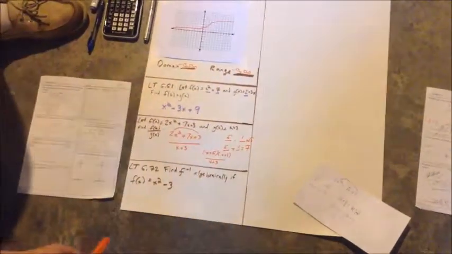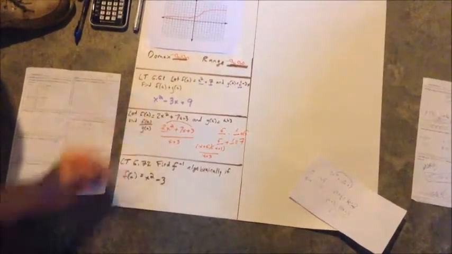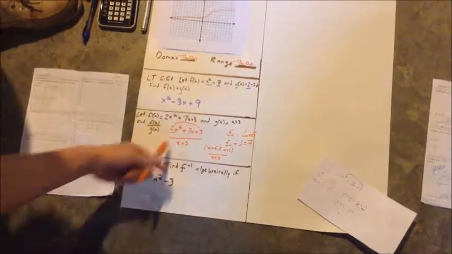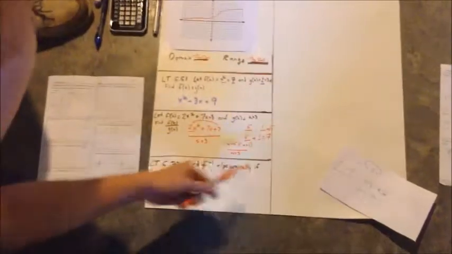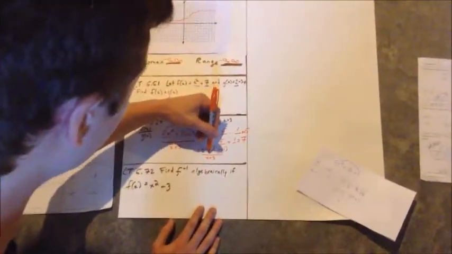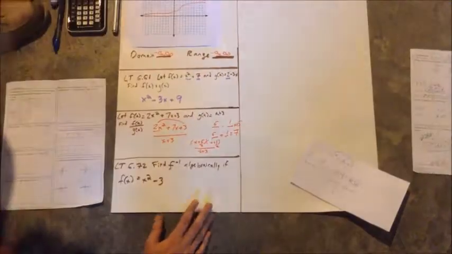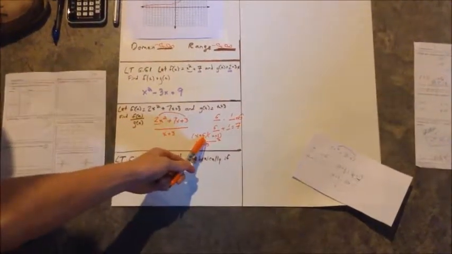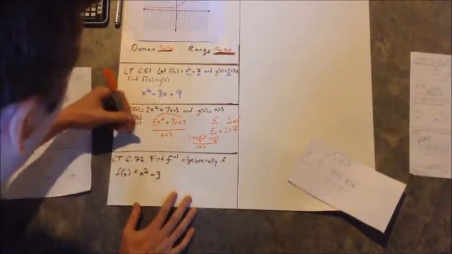Now wait, we're not done yet. Remember how we had to multiply 3 times the 2x? We can't forget about that. So what we're going to do is divide each of these by the 2, because we multiplied from the start. So divide this by the 2, divide this by the 2. Now this is easy. x plus 6 divided by 2, that equals x plus 3.